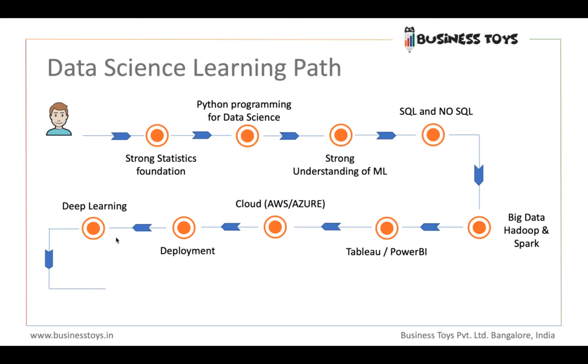So once you learn, there are multiple deep learning techniques. There's something called an artificial neural network. There is a convolutional neural network, and there is a recurrent neural network and long short term memory neural network. There are multiple types of neural network which exist in deep learning.